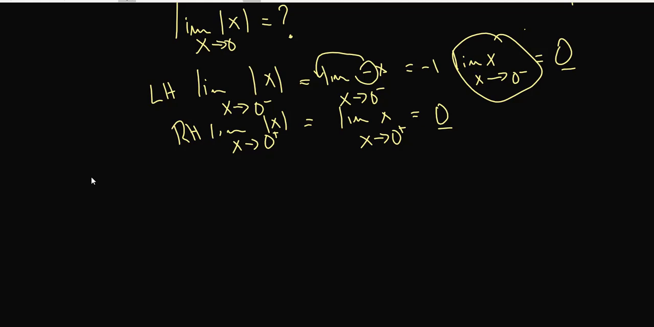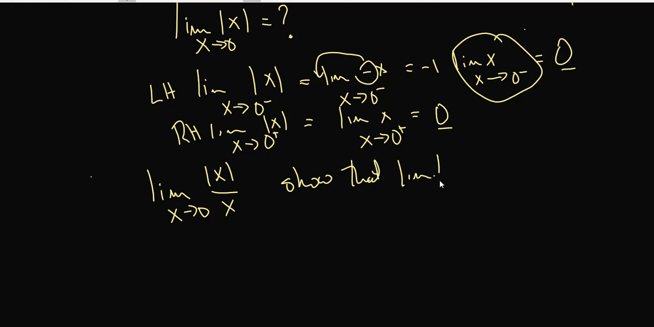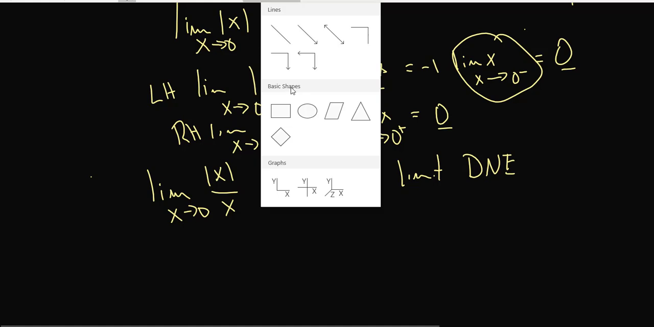Okay, let's consider another function. Let's consider the limit of the absolute value of x over x as x goes to 0. Suppose you wanted to consider that. So let's try and show that the limit here does not exist. So why is that? First of all, let's just show it visually. So let's try and draw it.